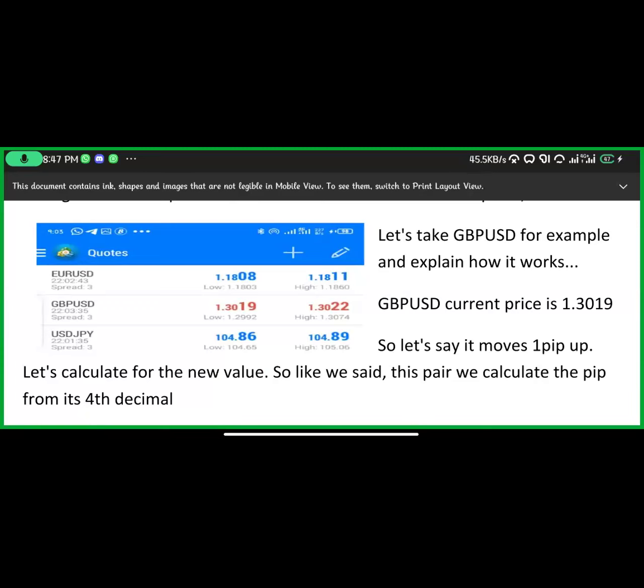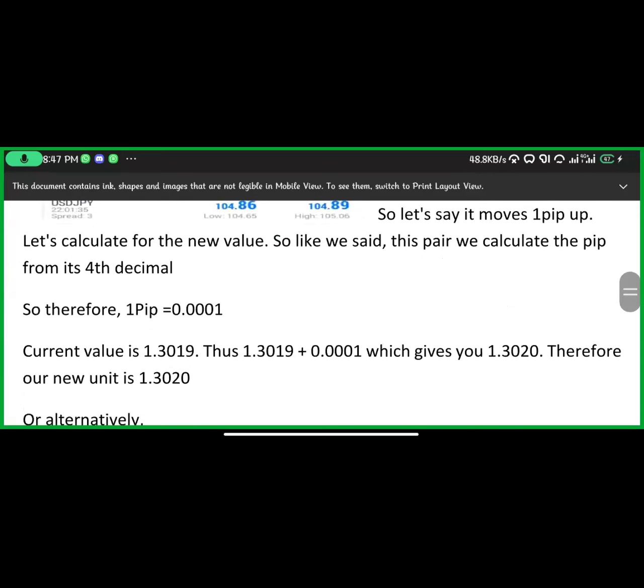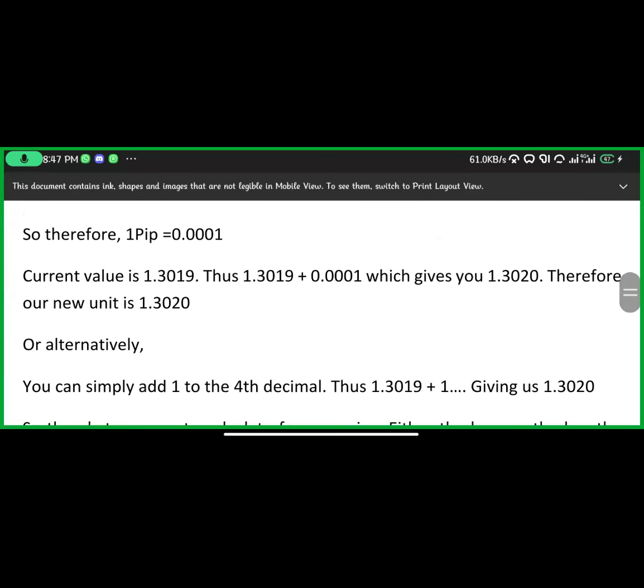So now let's calculate the new value by adding 1 pip up. That means we are buying. Do you get it? Like I said earlier, the pips are calculated from the 4th decimal. So 1 pip is equivalent to what? 0.0001. Please take note of it when calculating for GBP USD, Euro USD, GBP CAD, GBP whatsoever currency. The exceptional ones are the JPY and gold. I'll explain how those work as well.